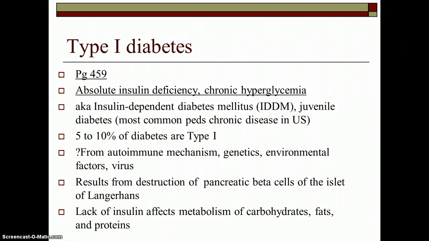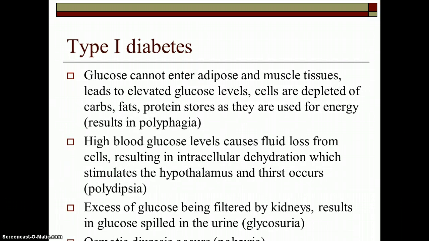What happens then is that we have destruction of our pancreatic beta cells. So our pancreatic beta cells are the ones that produce insulin. Since they get destroyed and then we don't have them around, you're going to have insufficient insulin. So the lack of insulin then means that they have difficulty metabolizing their carbohydrates, fats, and proteins properly. So glucose then cannot enter our fat and our muscle tissues. It stays in our blood levels, and the cells then are depleted of the carbs, the fats, the proteins that they need to store for energy.